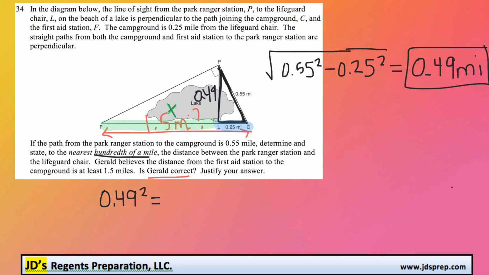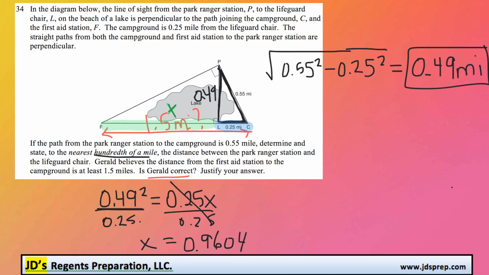So the theorem states that our altitude squared is going to be equal to, in this case, 0.25 multiplied by x. So to solve for x, I'm going to divide by 0.25. Okay, so now x is going to be 0.49 squared divided by 0.25. If you type that into your calculator, we get 0.9604. Okay, so that's this green distance up here.